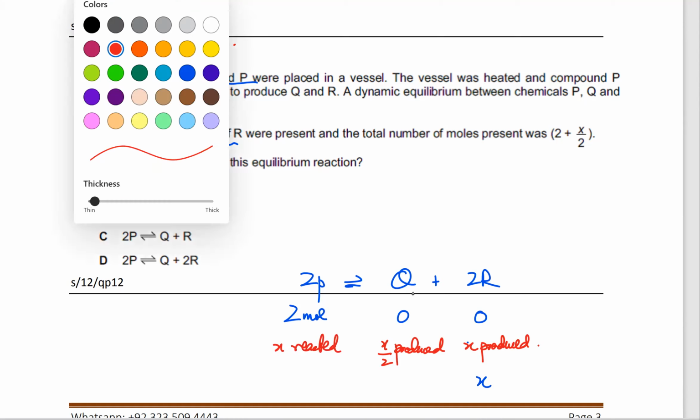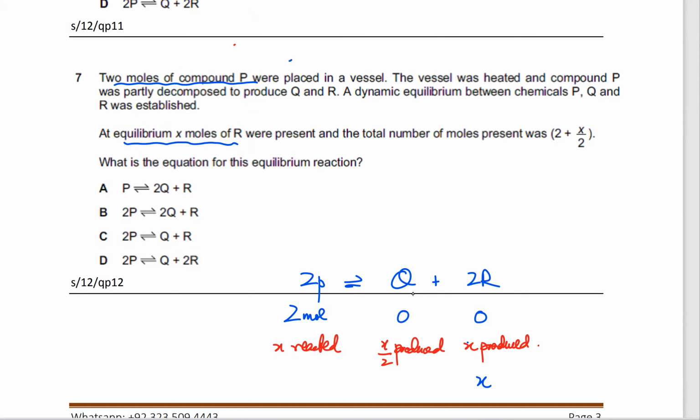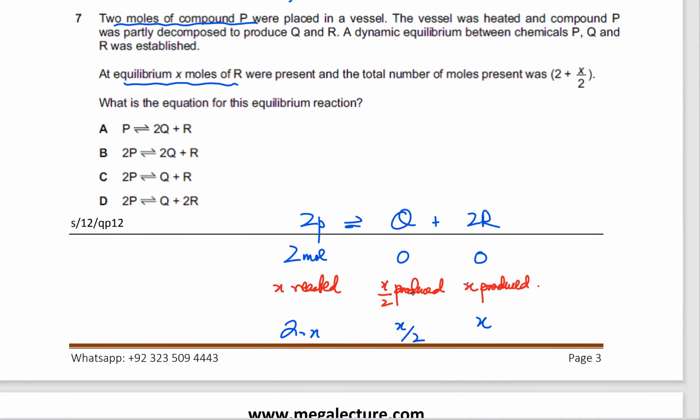So what are your final moles for P and Q? For this it's going to be 2 minus x, and for this it's going to be x over 2, right? So these are your total moles at equilibrium. And if you add them up, it's going to be 2 plus x over 2. So the total number of moles present is 2 plus x over 2. So that is true for D. Is this clear? Yep.